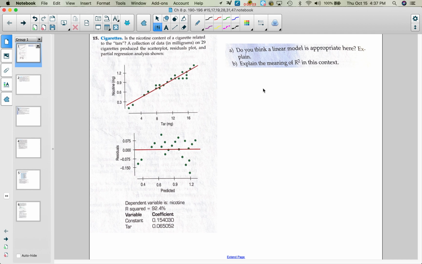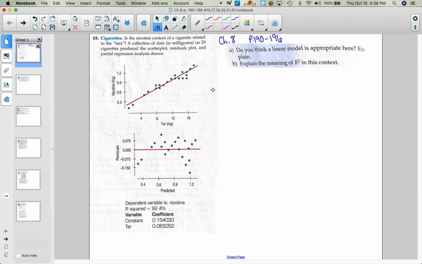So I wanted to do a few more examples. These are from chapter 8, of course, in your textbook, starting on page 190 and then actually to 196, I think. So if you wanted to follow along in your book, you could find these problems. I think you could view them okay, though.